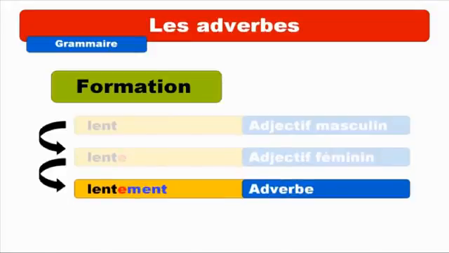Then the technique for the formation of this adverb is that after the feminine form of the adjective, you just put this ment, M-E-N-T, at the end. The result we get is lentement, repeat, lentement. Usually in France we don't really pronounce this E between T and M, so we get this pronunciation lentement, repeat, lentement.